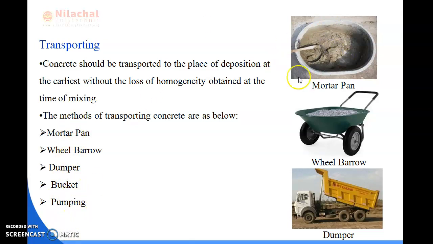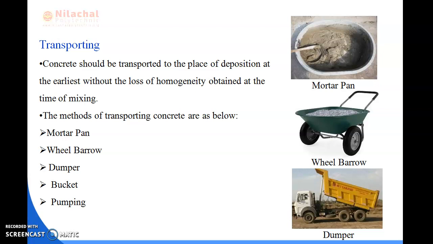You can see here the diagram. This is a mortar pan, this is the wheelbarrow, and the last one is the dumper. Okay. Next, there are two important precautions while we transport the concrete. The concrete should be transported in such a way that there is no segregation of the aggregates. Segregation means the separation of the aggregates, with no bleeding and not too much water.